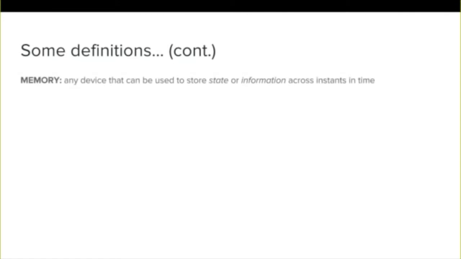Memory. Memory is any device that can be used to store state or information across units of time. Okay, so you guys remember from M51A or M16, you have a register, right? A register is like the atomic unit of memory. So our flip flop, for example, is one bit. Okay, that's state, meaning something that is persistent in time. So we have memory in our computer that's used to store intermediate computations while we're doing stuff. Okay. And there are different kinds of memory.